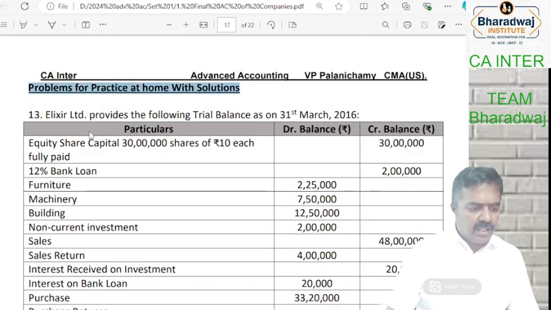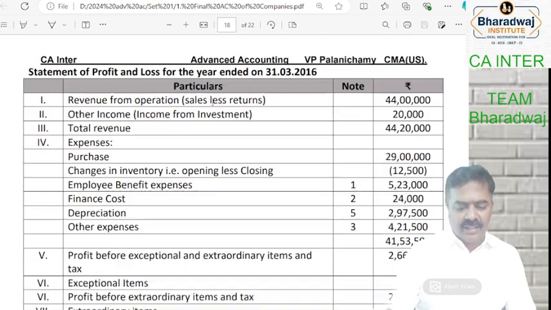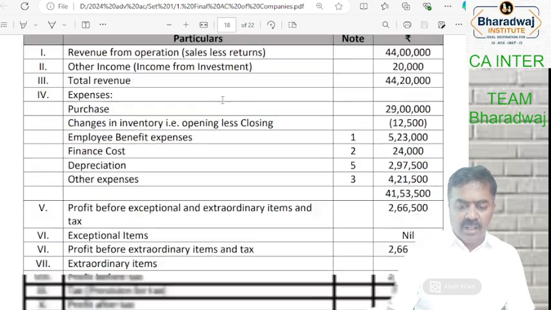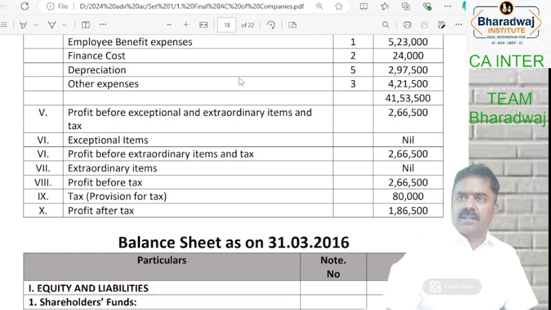Look at this: practice problems for practice at home with solutions. What I request is, without looking at the solution, try to work it out. Then check the solution. If you find your answer is not matching with the solution, yes, many things may come up, because I might also have made some errors in calculations.